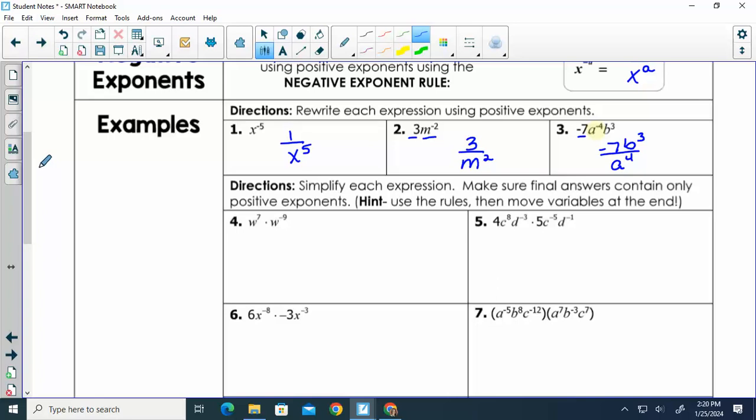If I look at this first one here, what would I do with those exponents? Add them. So 7 plus negative 9 is negative 2. Is that okay for my final answer? No. So how do I write the final answer? 1 over w squared. Very good.